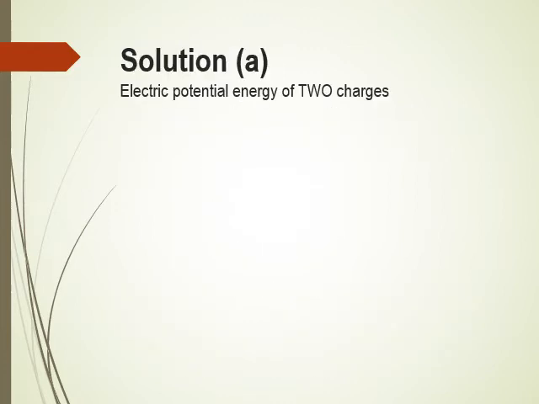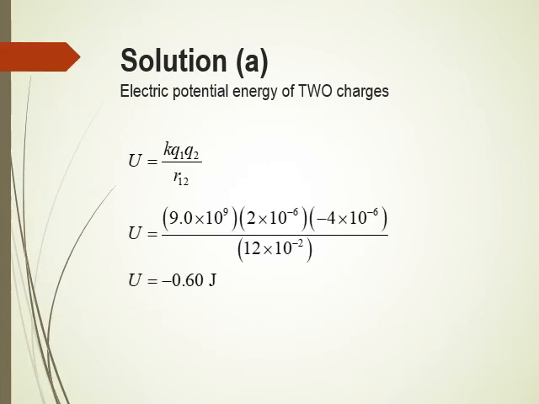To calculate the electric potential energy of 2 charges, we apply the equation U equals kQ1Q2 over r12. Again, if you look at this equation, it is an equation without modulus, which means you need to take into consideration the sign convention of the charge in your calculations. So substitute the values into the equation and you will get U equals negative 0.60 joule. If you look at the substitution, I substitute Q2 as a negative value.